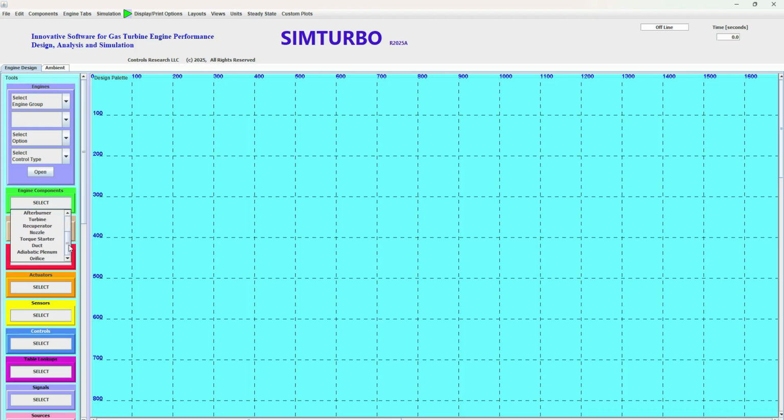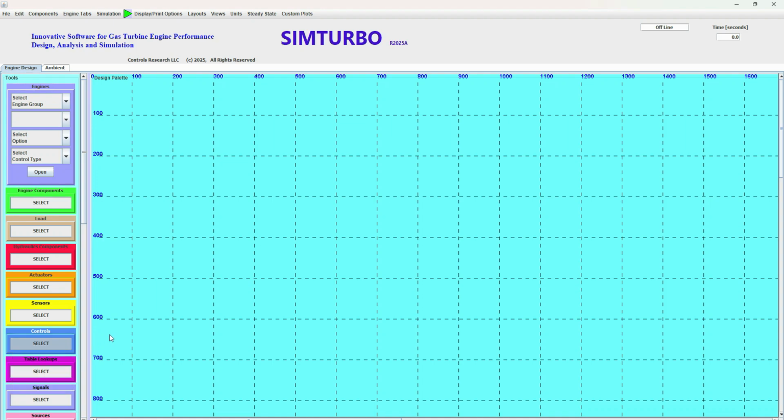The engine components can be selected using the green selection box for components such as the inlet, compressor, combustor, turbine, nozzle, etc. System loads can be selected using the tan selection box. Hydraulic components can be selected using the red selection box. Various actuators can be selected using the orange selection box. First or second order sensors and their groupers and parsers can be selected using the yellow selection box.